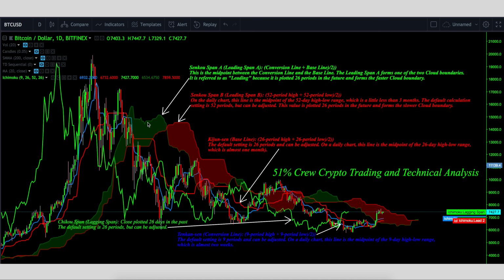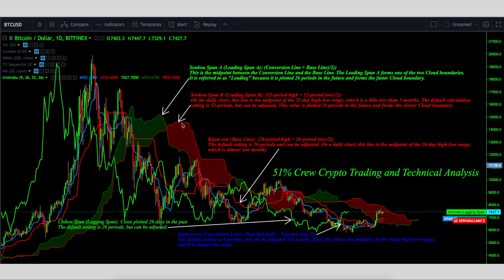So leading span A is the green line. Leading span B is the red line of the cloud. This can either be on the top or the bottom, depending on if there's been a twist. So keep that in mind here. We have leading span A, leading span B.